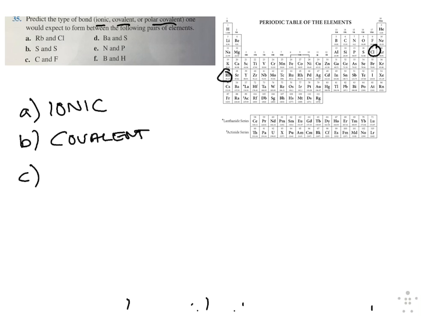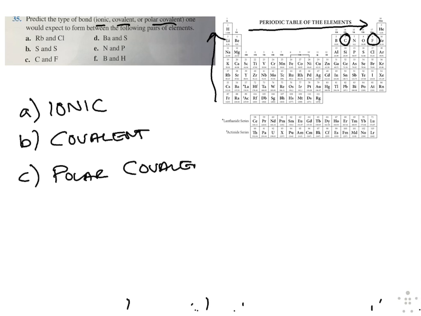Now C, we've got carbon and fluorine. Now carbon and fluorine are right here. They're both nonmetals, and there is a difference in their electronegativity. Remember, electronegativity increases across, increases up. So I think this is going to be polar covalent. They're going to share electrons, but not equally.